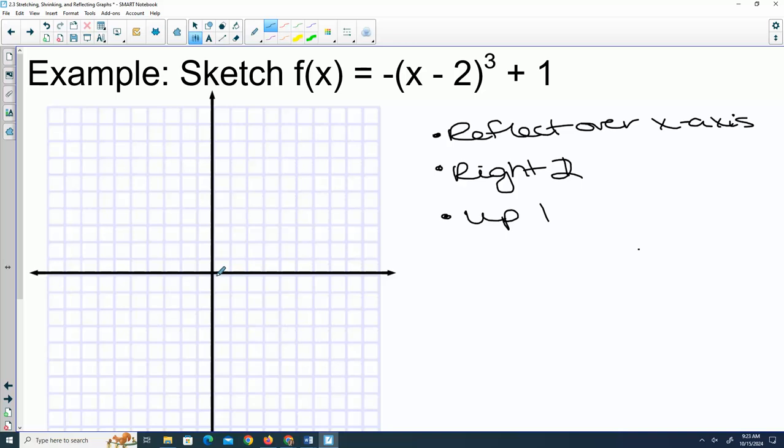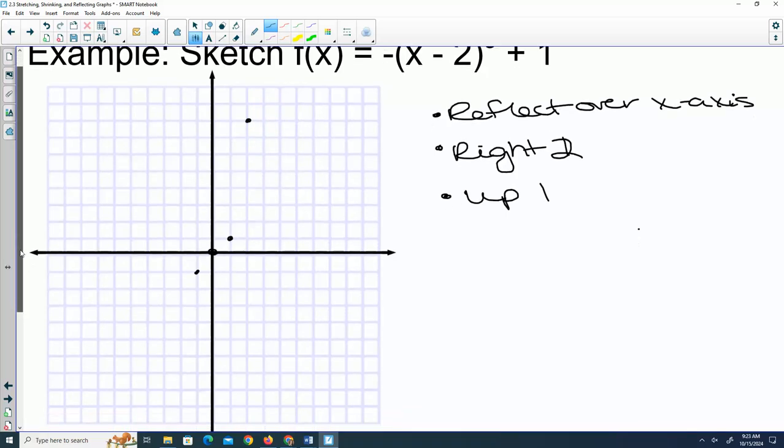Okay. So my parent function, x cubed. 0 cubed is 0, 1, 1, negative 1, negative 1. If you wanted more points, you could do 2, 8, negative 2, negative 8. That's not required.